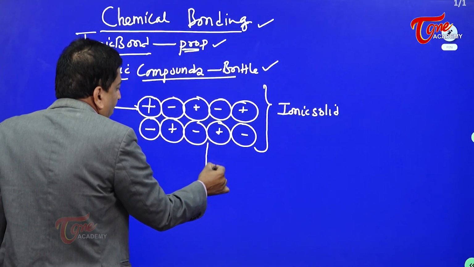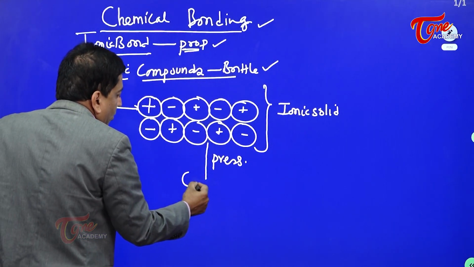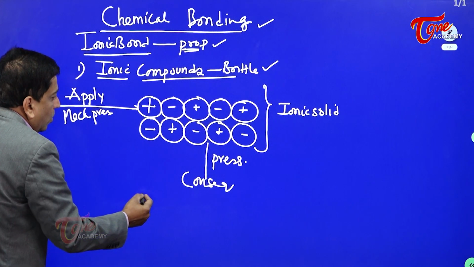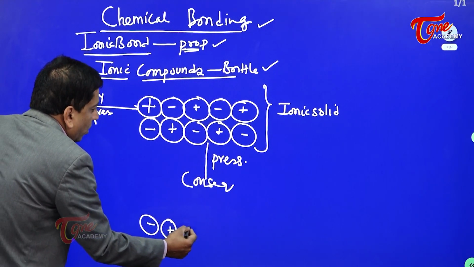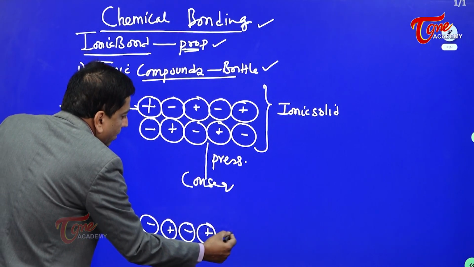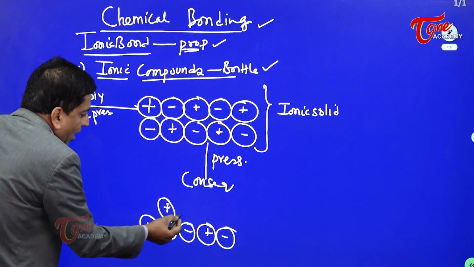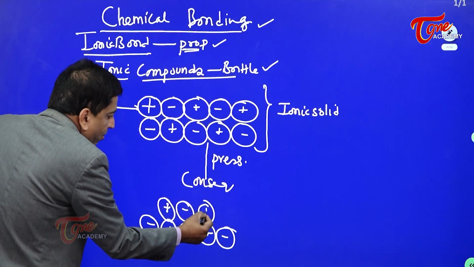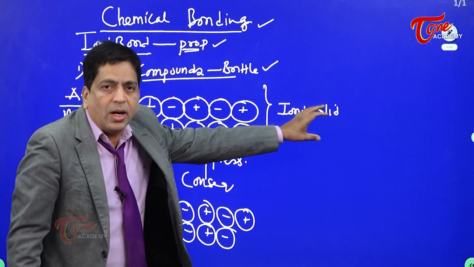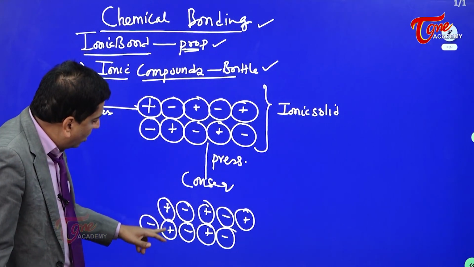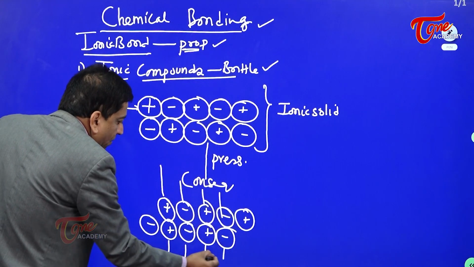Look into this consequence after applying pressure on this ionic solid. The consequence is somewhat like this. This is the negative, this is the second layer I'm drawing here: positive, negative, positive, and negative. When you put pressure here, the positive comes into the vicinity of the positive. When you apply pressure, this layer has moved that side, giving you positive and positive, negative and negative, positive and positive, negative and negative.